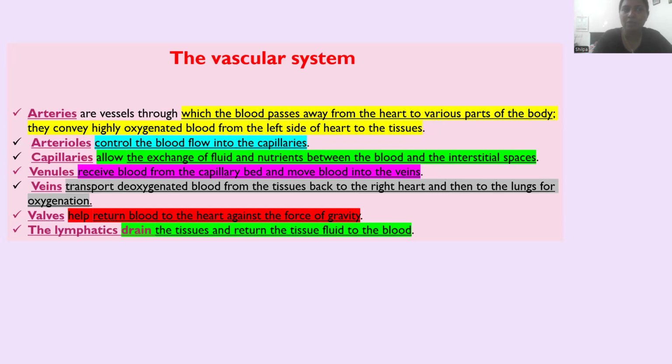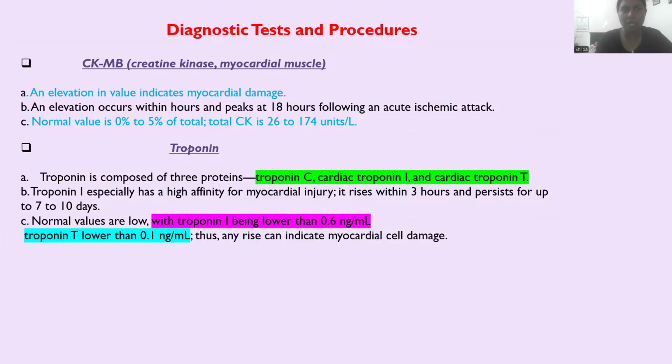Then venules receive the blood from the capillary bed and pass it into the veins. Then veins transport deoxygenated blood from the tissues back to the right heart, then to the lung for oxygenation. Then valves help to return blood to the heart against the force of gravity. The lymphatic system drains tissue fluid and returns it to the blood, removing waste, and exchange happens.